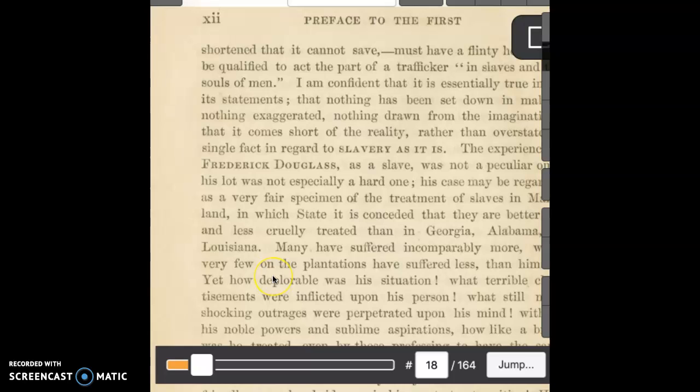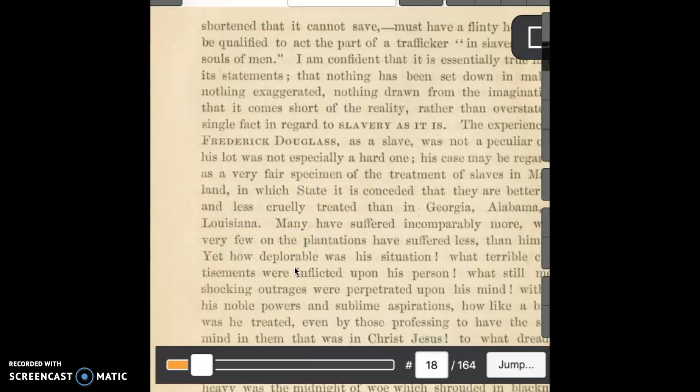You'll see here bolded, slavery as it is. It is essentially true in its statements. Nothing exaggerated. Nothing drawn from the imagination. This is important to the entire book's reception, that this is not someone making it up and pretending it's worse than it is. This is not what people called fake news in the last few years. Douglass is sharing an authentic human story.